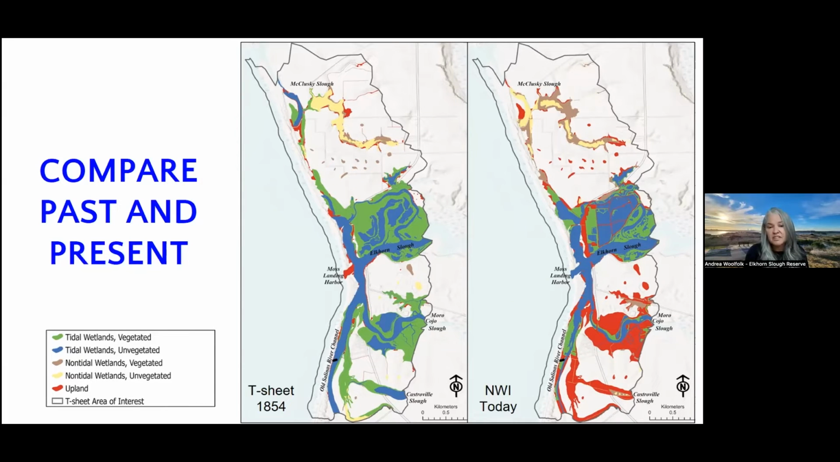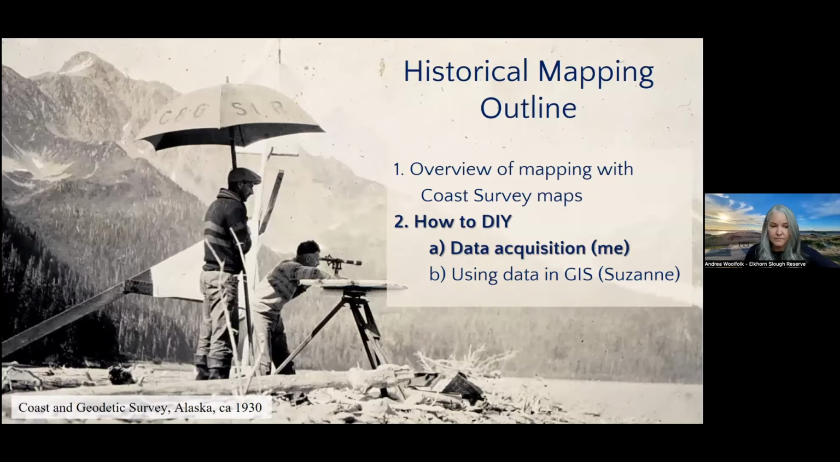And then she compared the T-sheet habitats to the current National Wetlands Inventory habitats, which are shown on the right here. Uplands in red were only used in these comparisons to show conversions over time. So here you see a lot of red on the right map where the former tidal wetlands have been diked and drained, changing them from historic wetlands into uplands today.